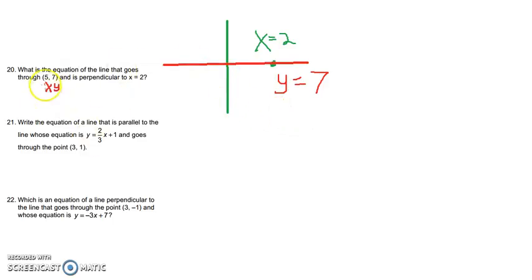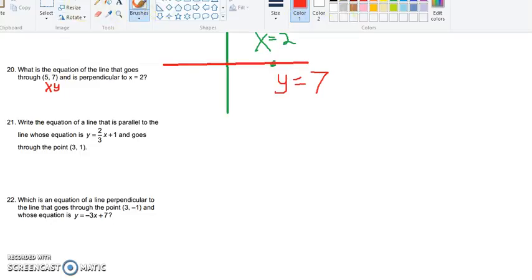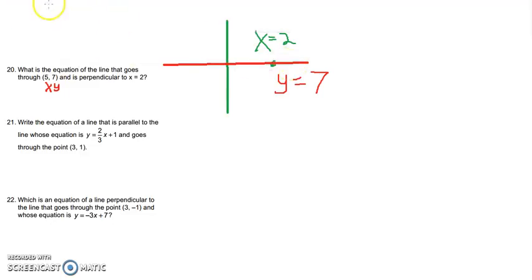If we were looking for the parallel line to this, the parallel line to this would have been this line, which would be x equals 5. That would be the parallel line. Perpendicular line is y equals 7. I'll write that down just for your reference. Parallel, x equals 5, because that's what x is.